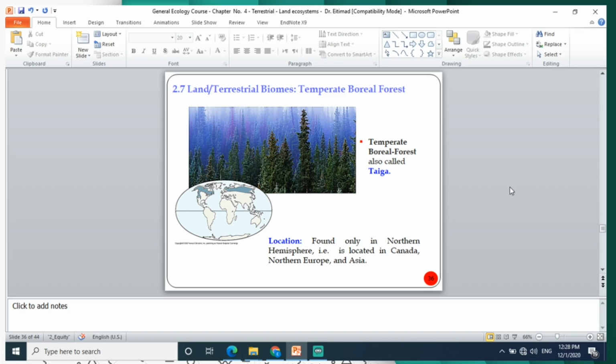Our seventh biome is the temperate boreal forest. The temperate boreal forest is located in the northern hemisphere. Here, this is the blue color. Just in the northern hemisphere, located in Canada, North Europe, and Asia.